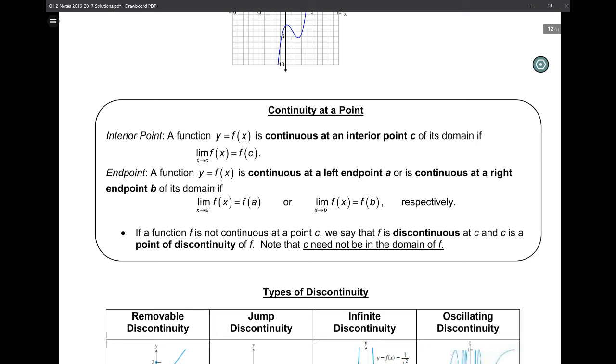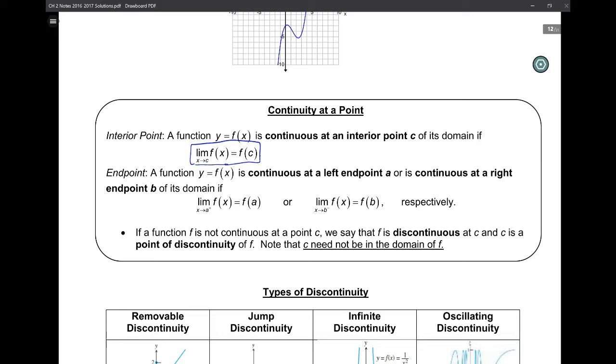So how do we know if it's continuous? Well, the limit from the left and the right, which is basically your limit here, is equal to the actual point. Right? So the left, the right, and the point is actually filled in. Those are all the same. Then we have continuity at a point.